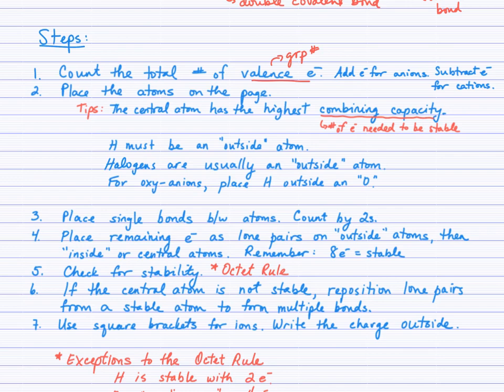But if the central atom is not stable, we're going to reposition lone pairs from a stable atom to form multiple bonds. So that's where you'll see double or possibly even triple bonds forming. If we've drawn the Lewis structure of an ion, then we're going to use square brackets and write the charge outside as a final step.